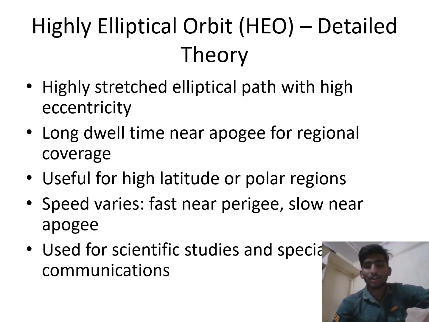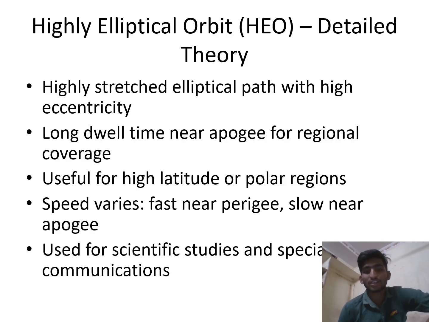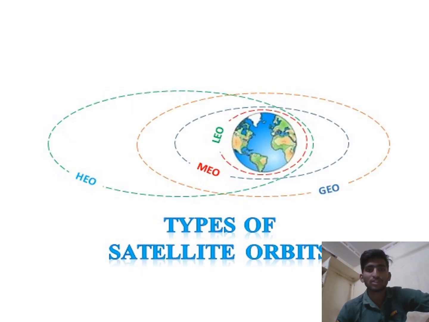As I already said, for the polar regions we can calculate the weather and how its behavior and conditions are. We can use this HEO to derive what the Earth's condition is, what the climate is. We can say that based on this HEO. Use it for scientific studies and special communications.